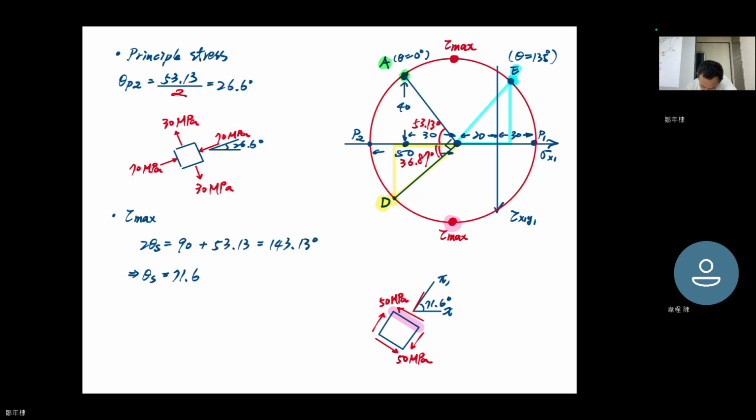20, okay, and 20, and 20. So they are all 20 megapascal. Okay, that's it.